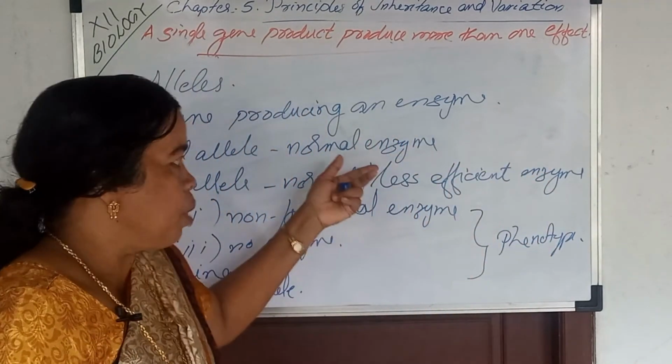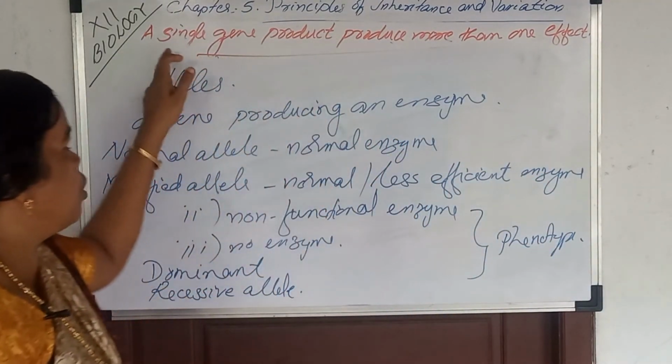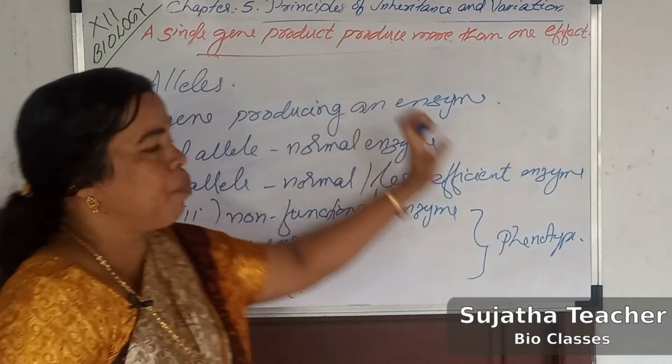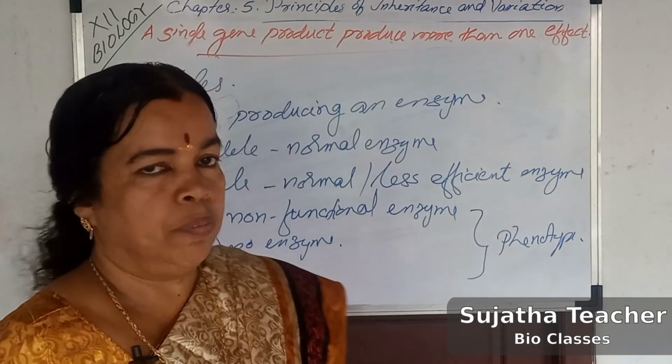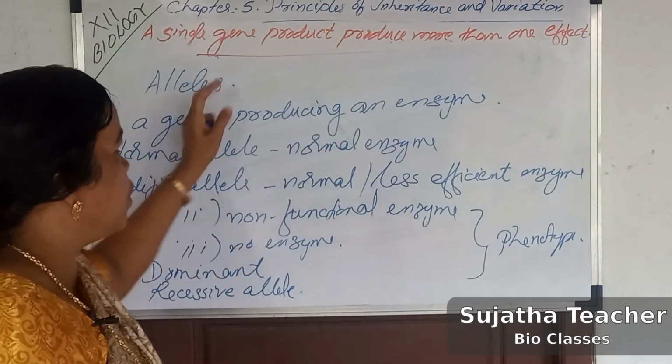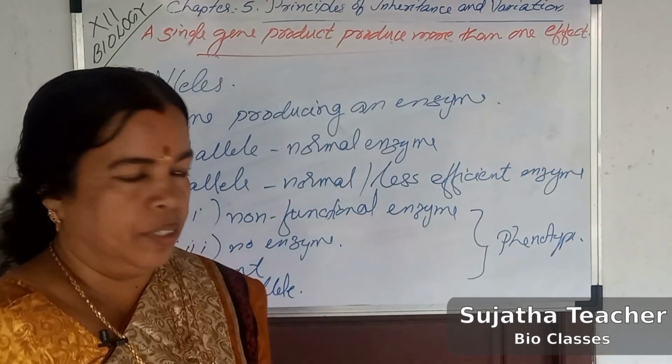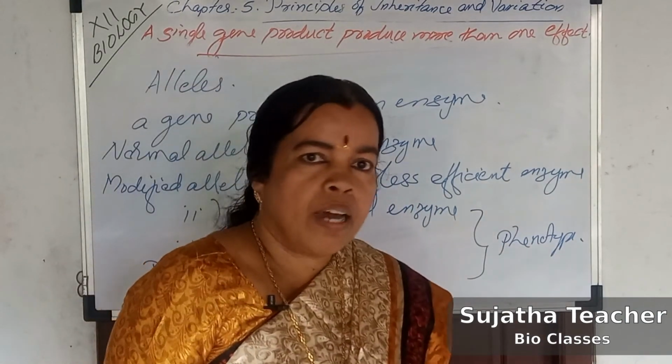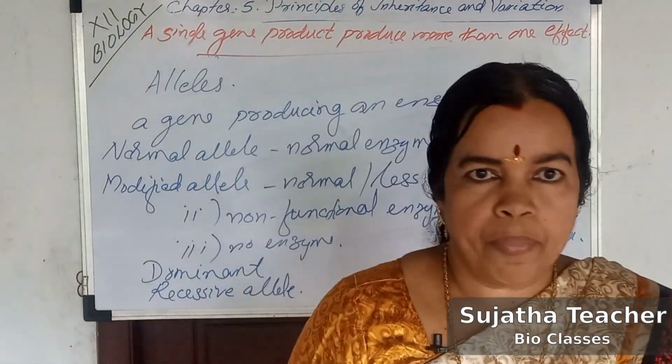Now some questions. One is about the first part: a single gene product produces more than one effect. Provide a genetic explanation by taking the example of starch synthesis in pea seeds. Then the next is, why are some alleles dominant and some recessive?